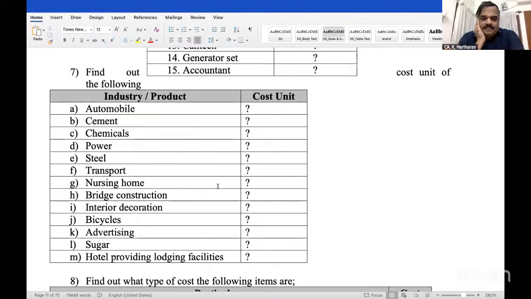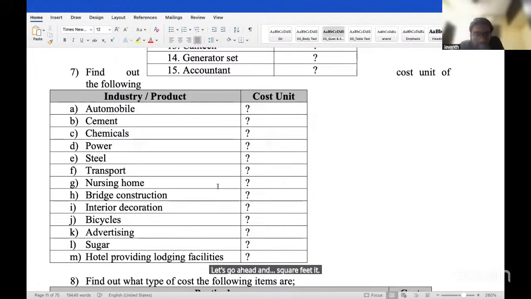Interior decoration: square feet, or jobs.